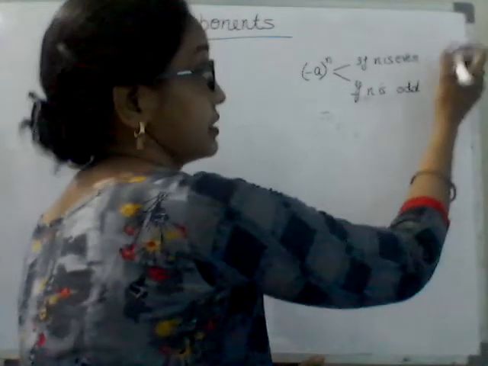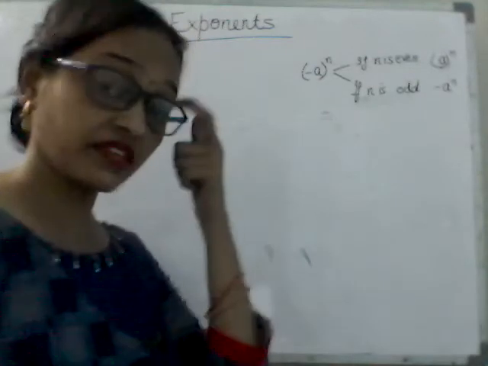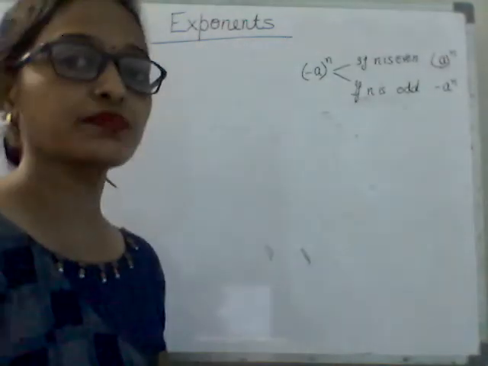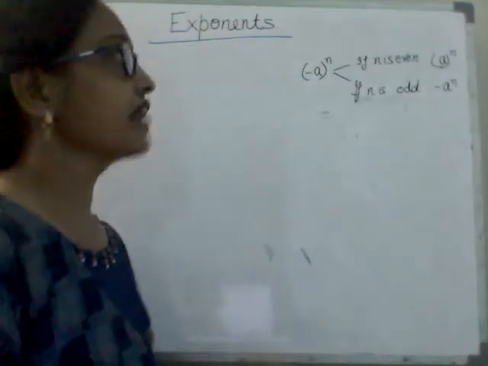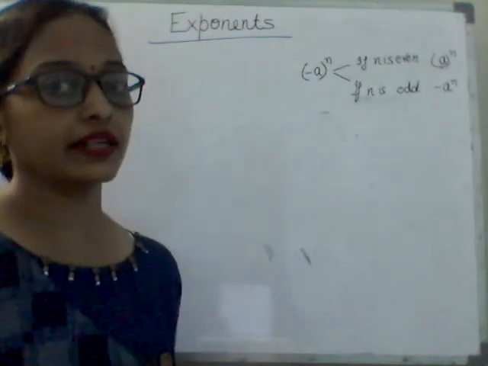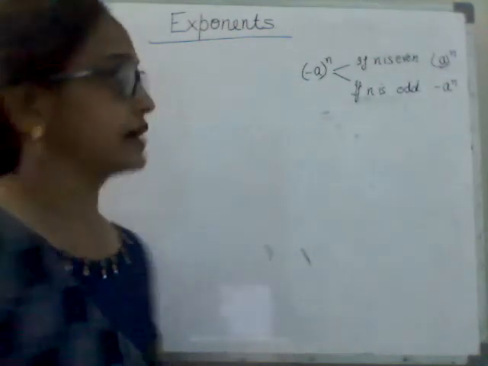Here, a is positive. If n is an even number, then we get a to the power n, and if n is an odd number, then we get minus a to the power n.